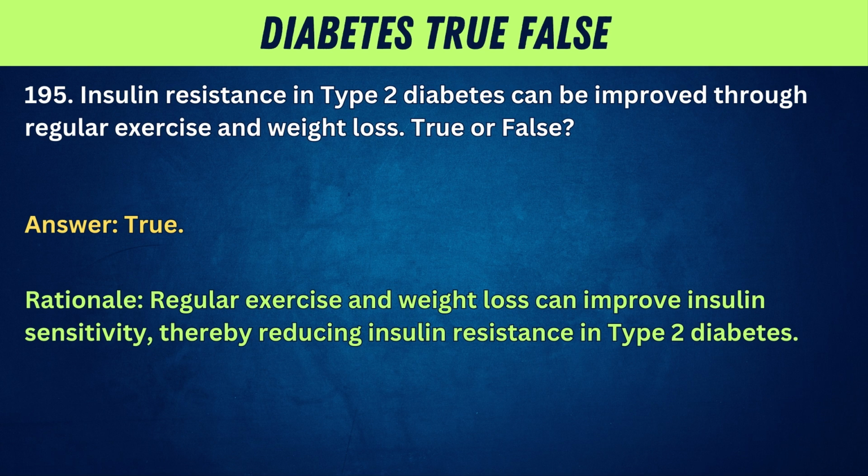195. Insulin resistance in type 2 diabetes can be improved through regular exercise and weight loss. True or false? Answer: true. Rationale: regular exercise and weight loss can improve insulin sensitivity, thereby reducing insulin resistance in type 2 diabetes.